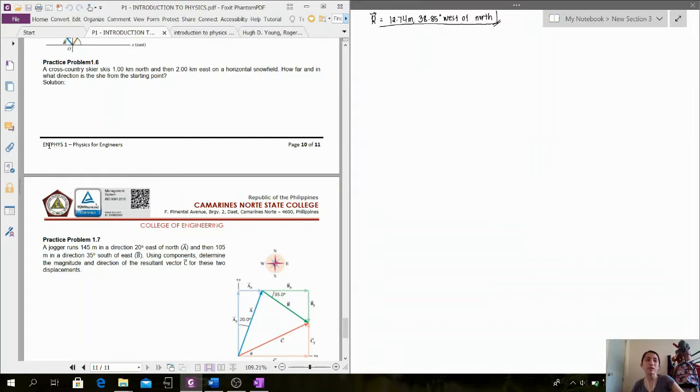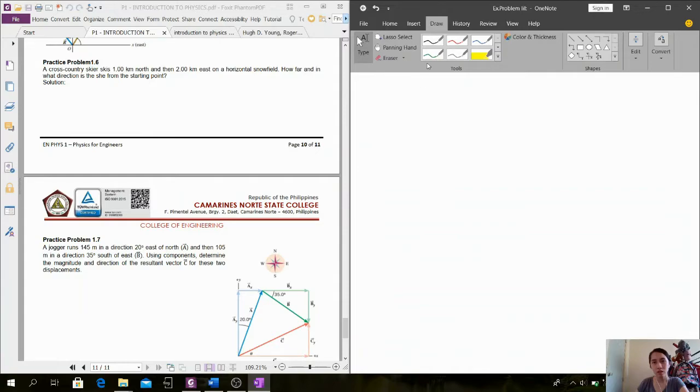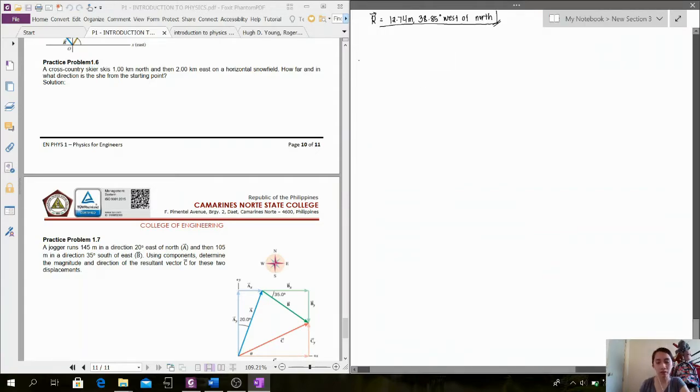Now let's try to solve this problem 1.6. A cross-country skier skis 1 kilometer north and then 2 kilometers east on a horizontal snowfield. How far and in what direction is she from the starting point? So let us draw the figure.